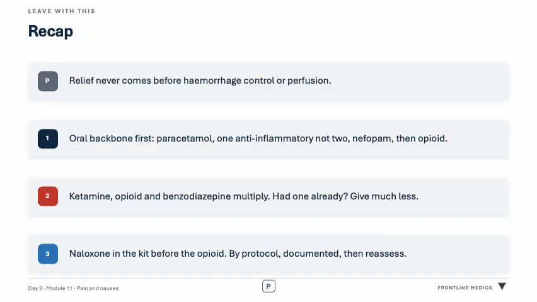Let's recap. None of this changes the rule. March before pain control. Oral backbone first. Other pain relief is given by protocol or telemedicine. Every drug documented with dose and time, then reassess. And don't give opioids without having naloxone available.